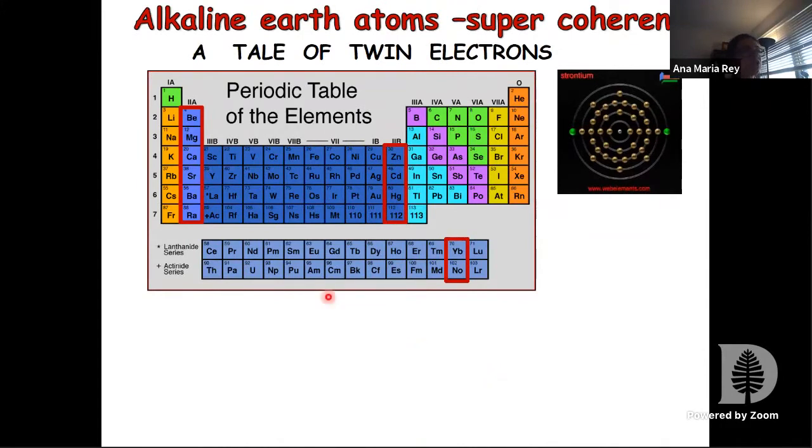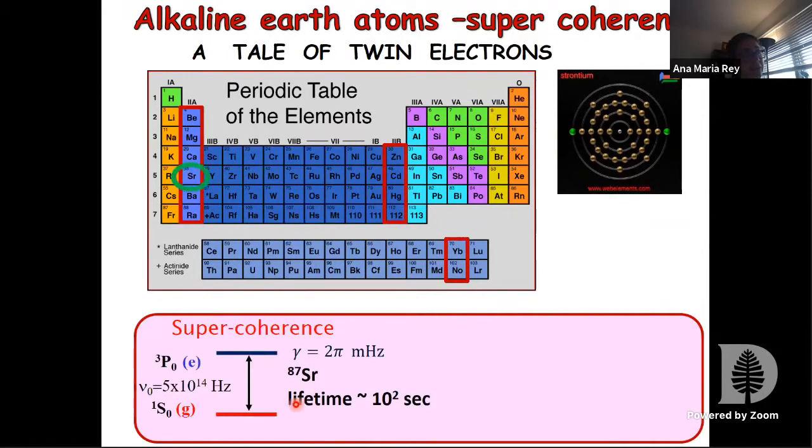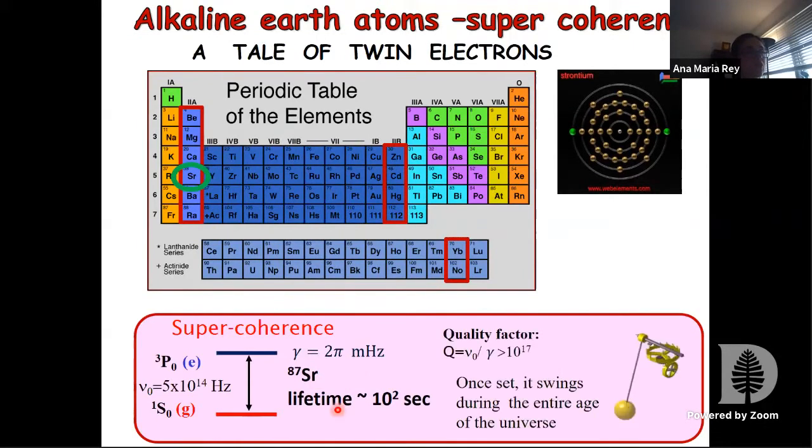So the atoms that I'm going to work with here are strontium atoms, which are in the second column of the periodic table. Therefore they're alkaline earth atoms, and they're very nice atoms because they have a very long-lived excited state that can live for more than 100 seconds, because this transition is optical, and it's both dipole and spin forbidden. So I have a state that lives for a very long time, a very narrow recombination line, and this is why these atoms are ideal for clocks.